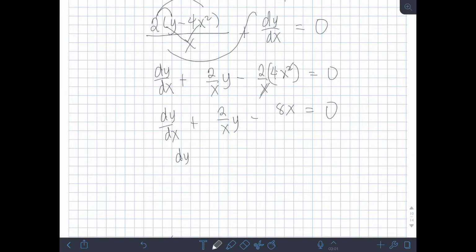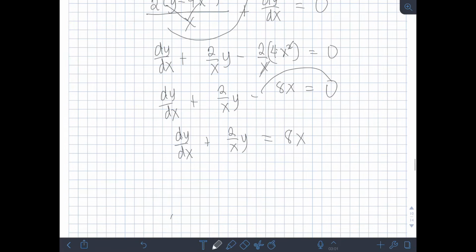Okay, so therefore, we have dy over dx plus 2 over x y equals, transpose ko tong 8x sa kabila, magiging positive 8x. So, therefore, na-transform na natin into linear differential equation yung form natin ng DE. So, yung p of x natin dito ay itong katabi ng y na 2 over x. Yung q of x natin dito ay yung nasa right side, which is 8x.